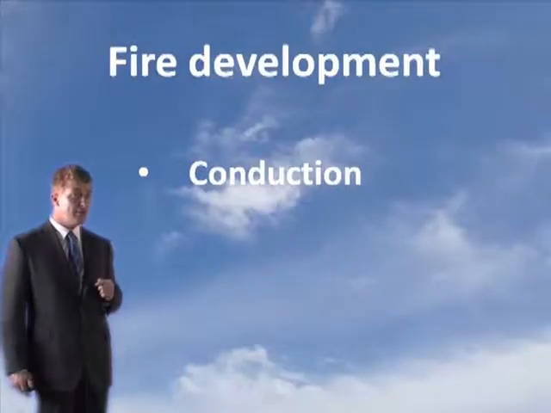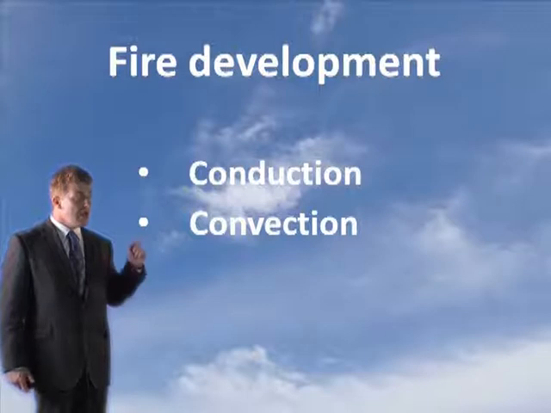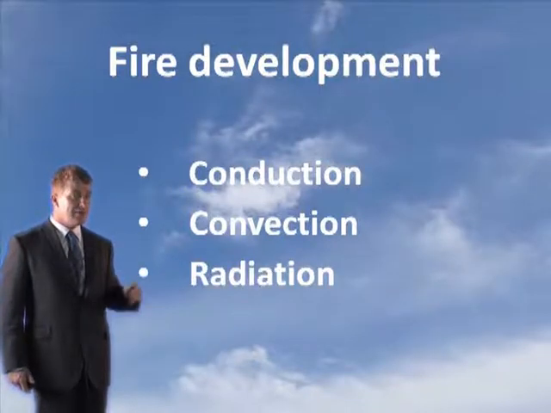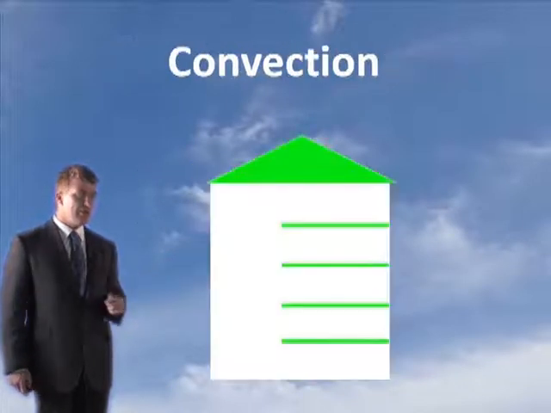That's what exponential means. Now, fire can spread in 4 ways. Firstly, you've got conduction, convection, radiation, and direct burning. Let's go through convection first then.